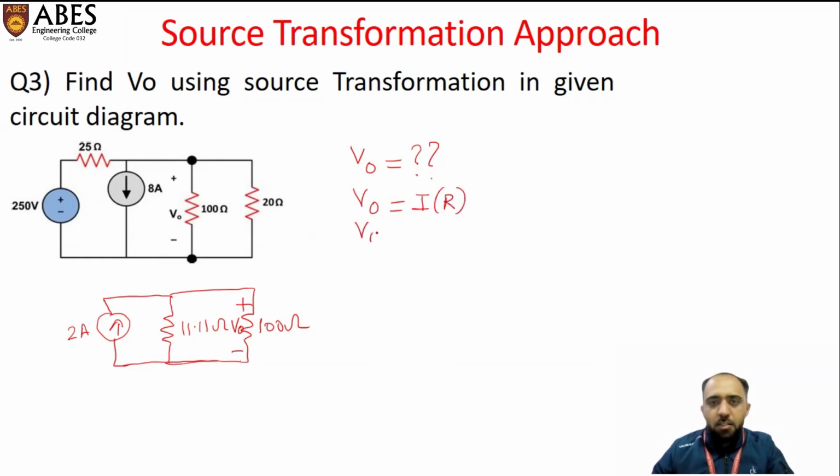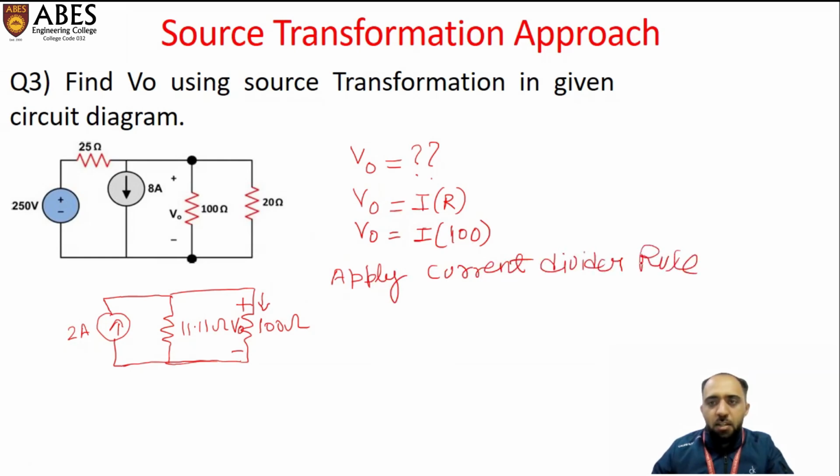and the R resistance is 100 ohm. So we need to find the current across the 100 ohm. In this branch, what will be the current? So I am applying here the current divider rule. We all know what the current divider rule is. When all the branches are in parallel along with the current source, we can apply the current divider rule. What is the concept of current divider rule? We need to find the current across the 100 ohm.